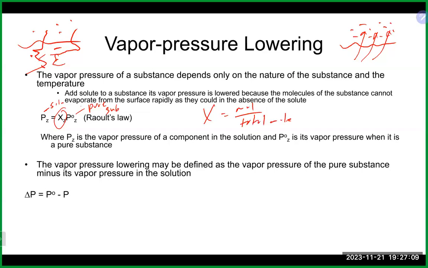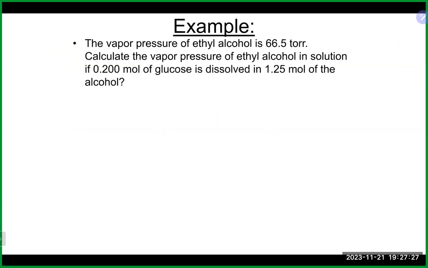The vapor pressure lowering is defined as the vapor pressure of the pure substance minus the vapor pressure of the solution. It is lowering, which means the solution will always have a lower vapor pressure. So we take the solvent minus the solution, and that'll give us a change in the vapor pressure. So let's take a look at one here. The vapor pressure of ethyl alcohol is 66.5 torr. Calculate the vapor pressure of ethyl alcohol in a solution of 0.2 moles of glucose dissolved in 1.25 moles of ethyl alcohol.